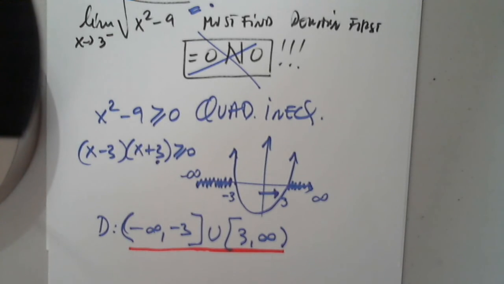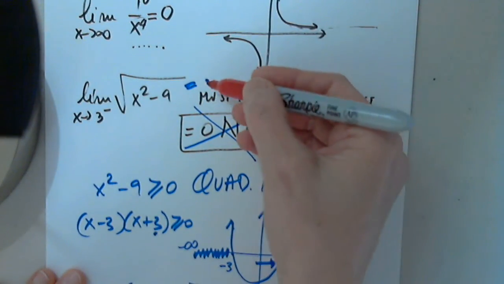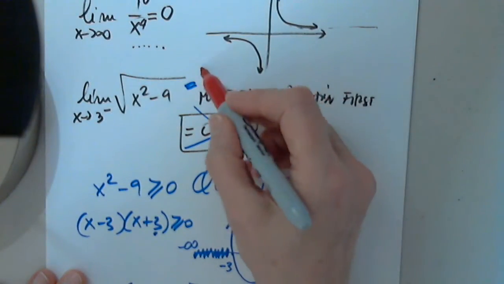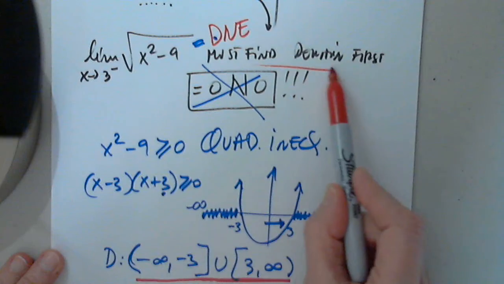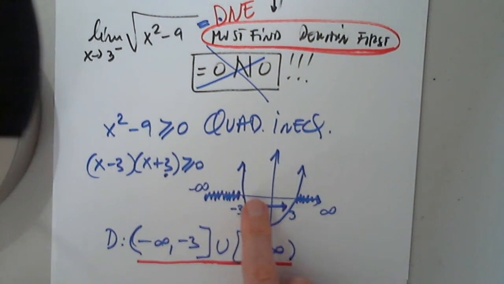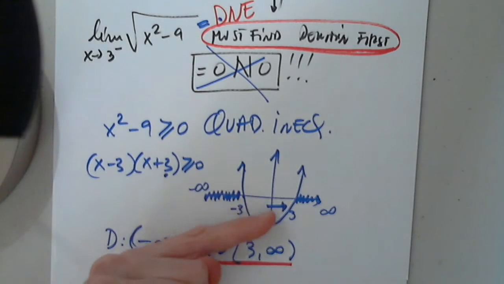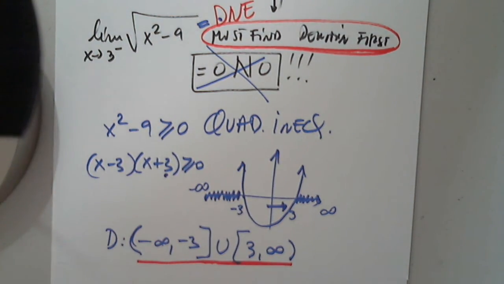Does the function exist on 3 from the left? Would that be no? So then what is the answer? Excellent. Exactly. Do not fall into that trap. That's why you have to find the domain first. The function doesn't exist between negative 3 and 3. 3 from the left means 2.9. Let's plug 2.9 into that function.